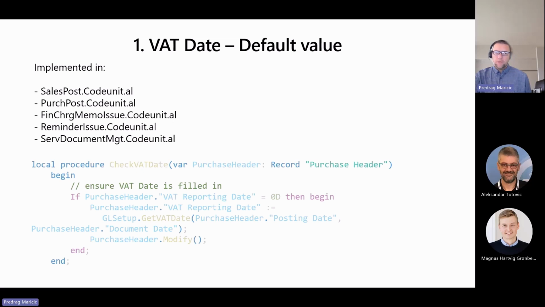Given this significance of VAT date, we have taken steps to ensure that every code path involved in the posting procedure includes a check for the VAT date. On this slide, you can see a simple procedure that is implemented in the code units above. In cases where VAT date is left blank, we have implemented a mechanism to default it to the value defined in the GL setup. This ensures that compliance requirements are consistently met and there are no gaps in the handling of the VAT date.